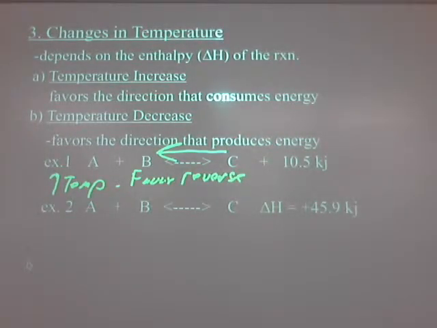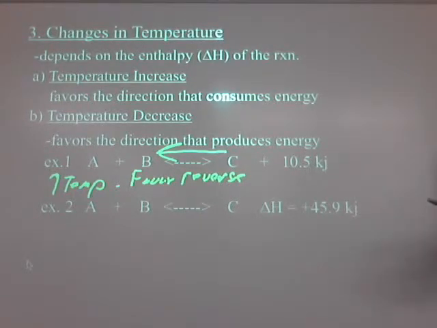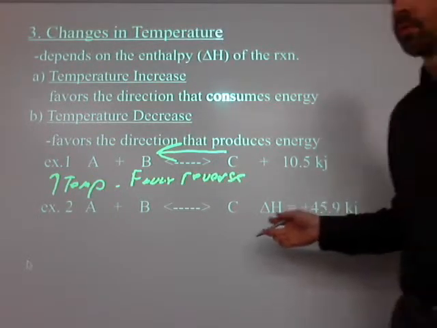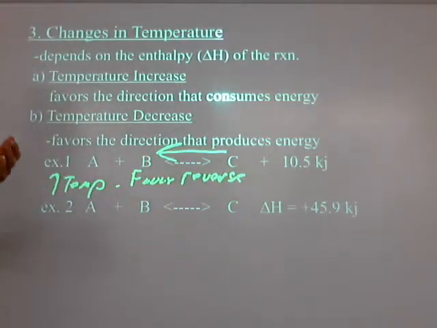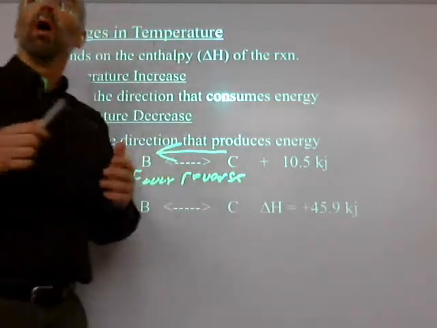Now, if I tell you the delta H is a positive value, 45.9, you have to think back to thermodynamics. What does a positive delta H mean versus a negative delta H? Negative is releasing. Positive is absorbing. That does require a little bit of memorization here. You're going to have to remember those conventions. That's just a convention. Positive versus negative.